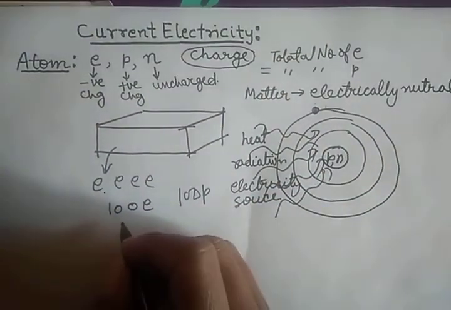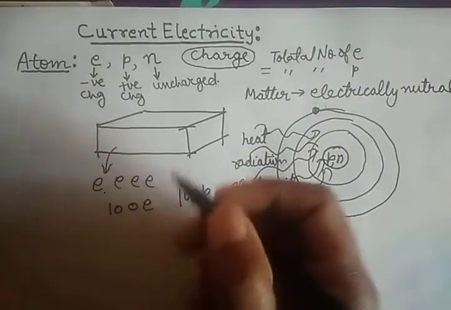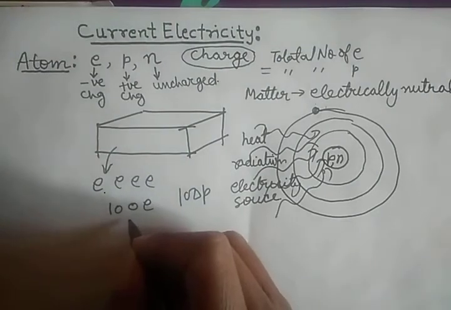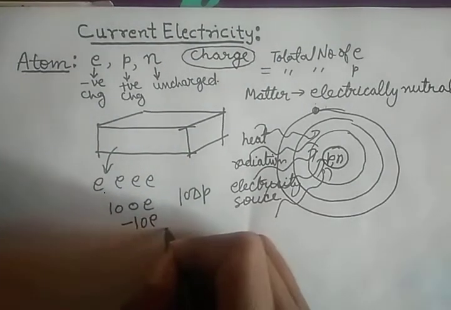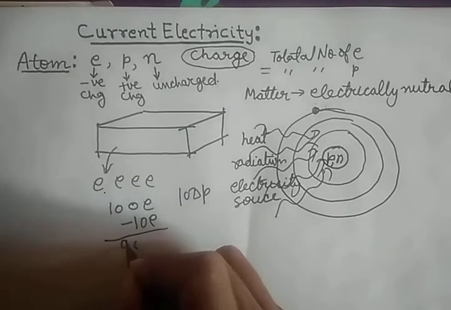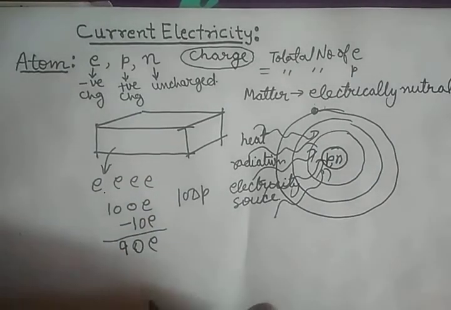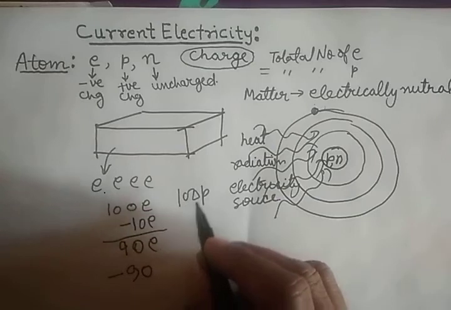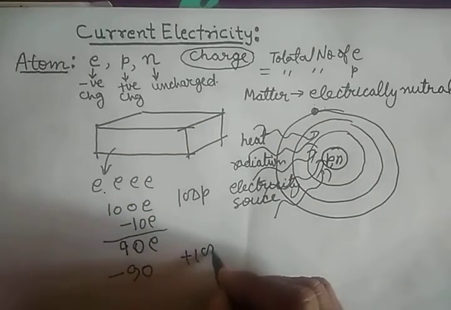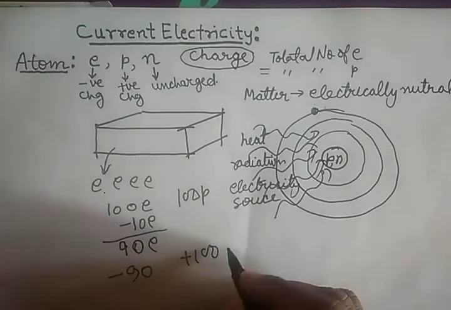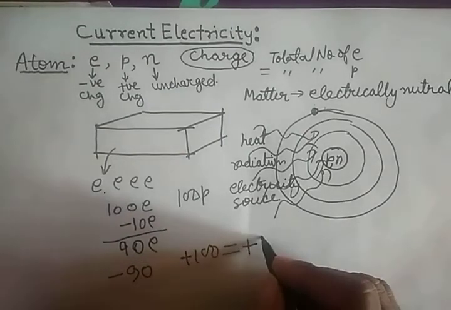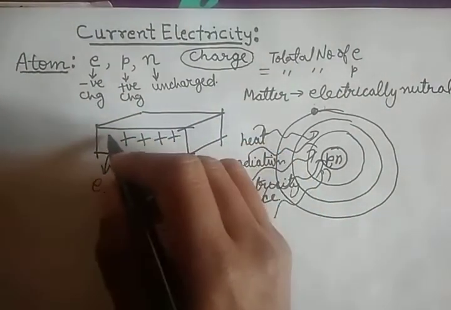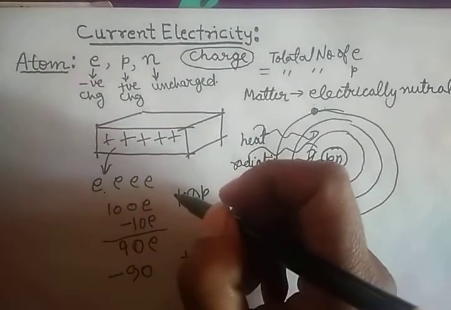So let us suppose we have somehow taken out 10 electrons by rubbing or by giving some additional energy. How many electrons are left now? 90 electrons. So now there is negative 90, and for 100 protons there is positive 100. Simple mathematics leads us to plus 10. So this body will acquire positive charge when it loses some electrons.